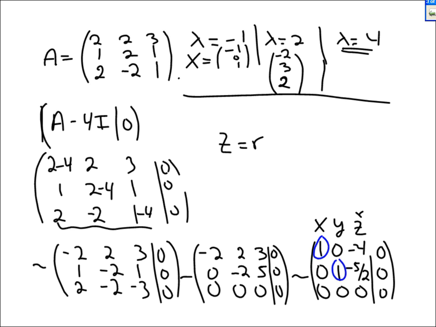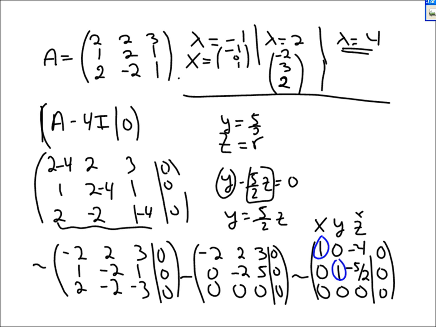Let's do the second row. The second row says 1y minus 5 over 2z is equal to 0. That means y equals 5 halves z. If you subtract two quantities and you get 0, they must be equal to one another. So y is 5 over 2 times z, but z is r.